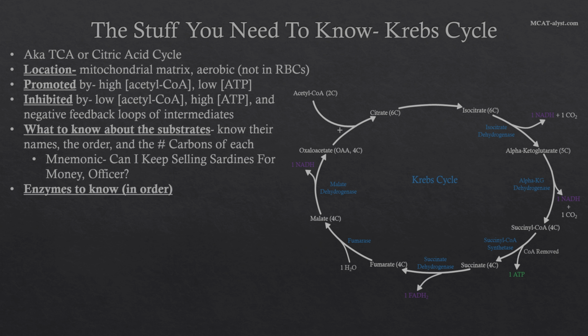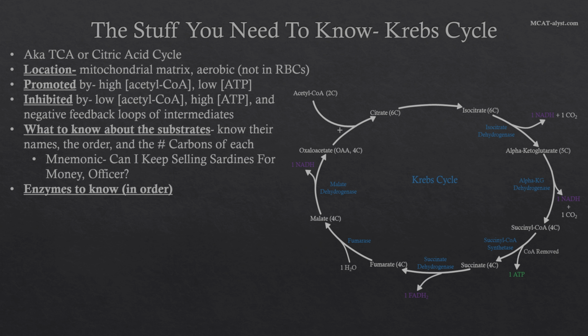As far as the enzymes that you need to know, you'll notice in the figure on the right that there are 2 arrows that do not have an enzyme. You do not need to know the enzyme that's going to put this 2-carbon acetyl-CoA together with the 4-carbon oxaloacetate to get us to that starting molecule citrate. You don't need to know that enzyme. You also don't need to know the enzyme that turns citrate into isocitrate.